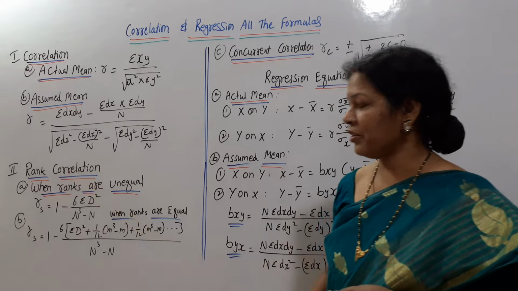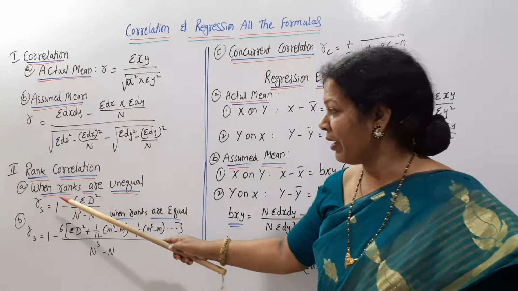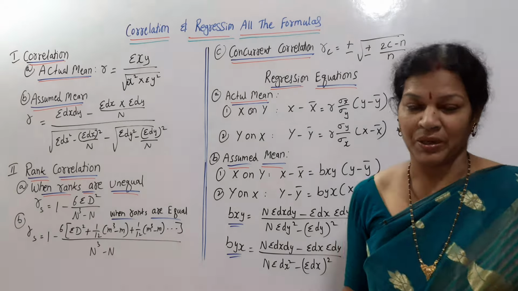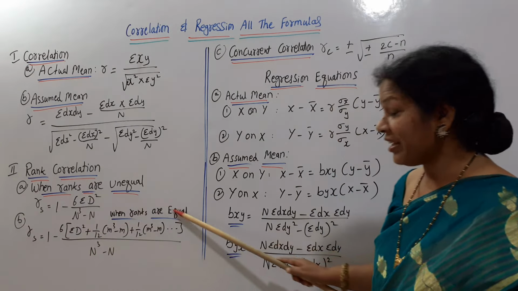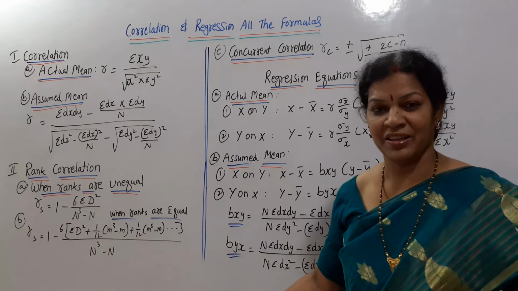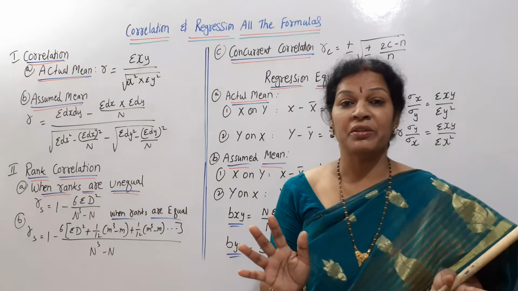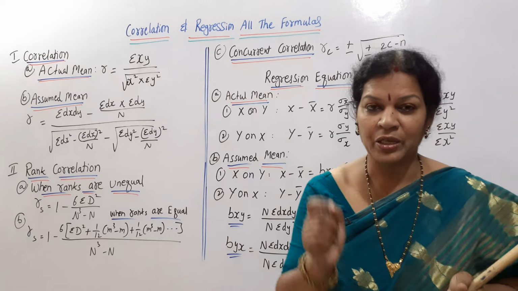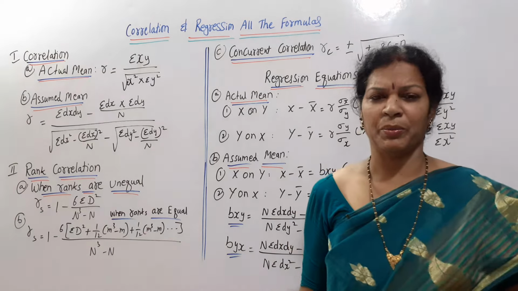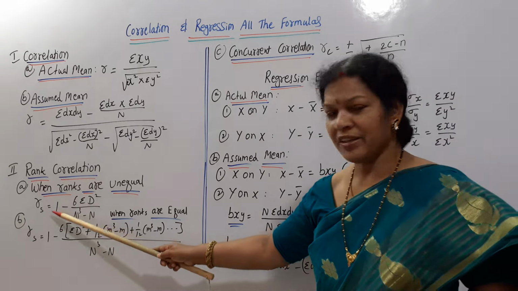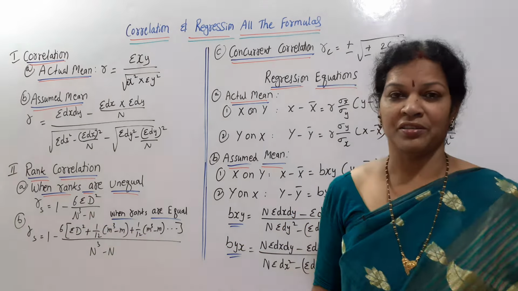Next one, rank correlation. Here we have two methods. One is when ranks are unequal, a simple formula. When ranks are equal, a big formula. Whenever a problem is given to you, you have to see whether ranks are equal or unequal. Unequal means we take the simple, small formula. What is the formula? Rs is equal to 1 minus 6 sigma d square by n cube minus n.